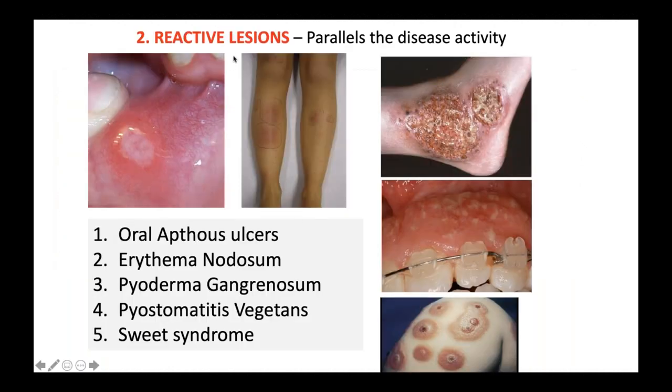Then these are the reactive lesions which parallel the disease activity. You can have oral aphthous ulcers, erythema nodosum, which presents as tender erythematous nodules over the shins, pyoderma gangrenosum, which is a non-healing large ulcer, pyostomatitis vegetans, which presents as small pustules generally over the mucosal surfaces, and Sweet syndrome, which has urticarial plaques with surmounting papillovesicles, generally on the trunk region.